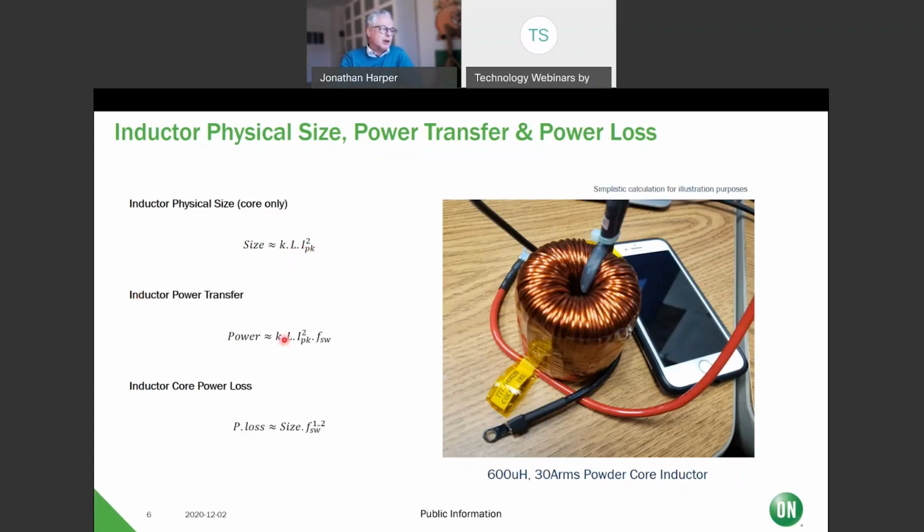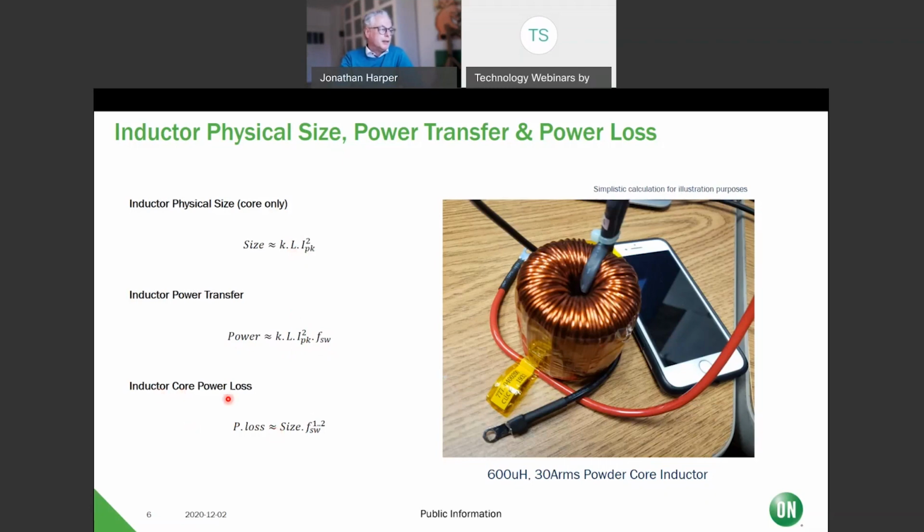Power transfer is half L i squared peak in a flyback or boost type of configuration, multiplied by the switching frequency. So if you increase the switching frequency of your inductor, you will increase the ability to transfer power. If you increase the inductance, you will also increase the ability to transfer power, but you make it bigger.